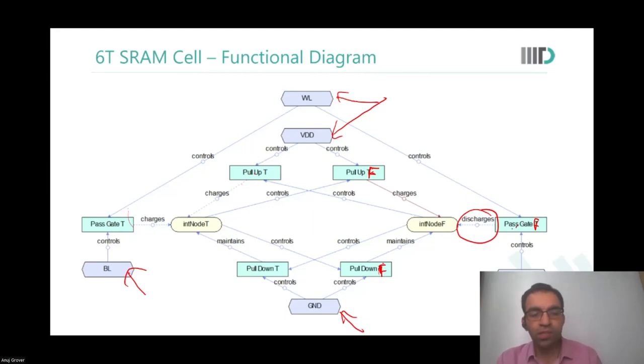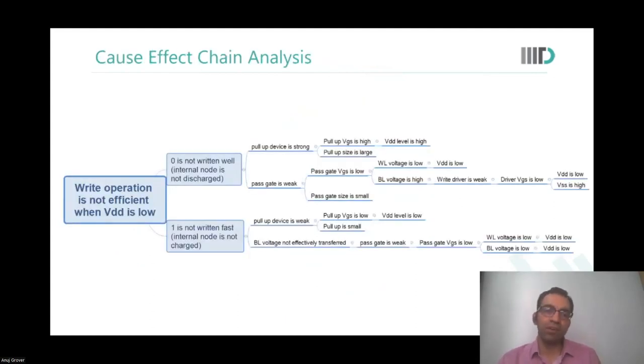Okay. So now using this function model, we said there are these problems which we want to solve. We then went to CECA, cause effect chain analysis. What is the symptom? Write operation is not efficient when VDD is low. When we are operating at low voltage, then write operation is not efficient. Why? Two reasons. 0 is not written well and 1 is not written fast enough. So 0 is not written well means the internal node is not discharged. Why is it not discharged? The answer is either the pull-up device is very strong or the pass gate device is very weak.